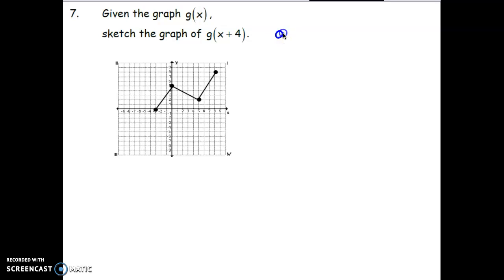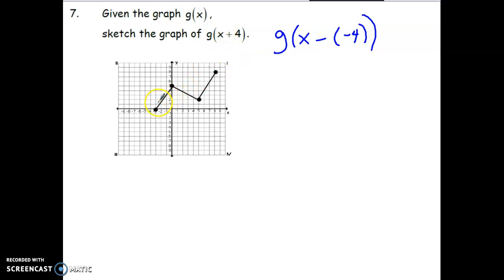Remember how this one was defined with the negative? This is really g of x minus -4. Minus negative, same thing as positive, and so therefore it is moving 4 units to the left. So when I see plus in here, I'm going to move to the left.